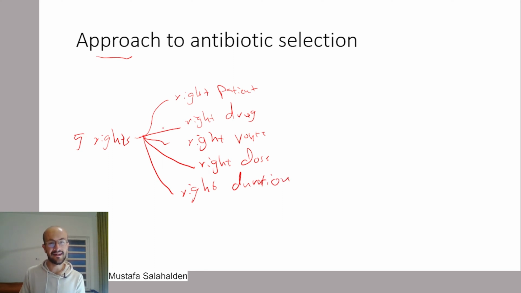So the idea is that you take into consideration all the 5 rights when you choose the antibiotic. So the right patient, right drug, right route, right dose, and right duration. And we are going to explain each one of these in the next slides. So let's start with the right patient.